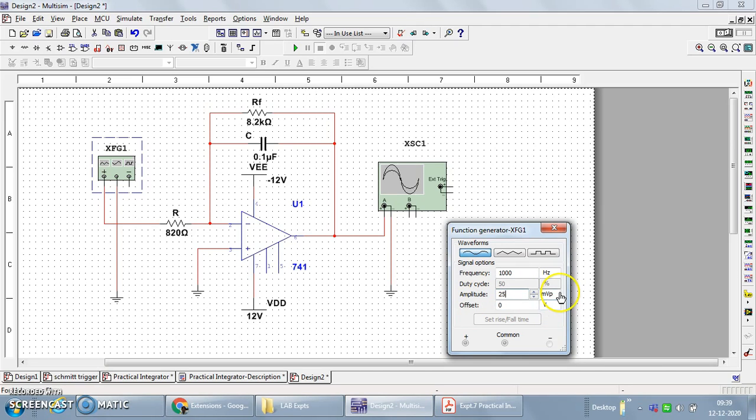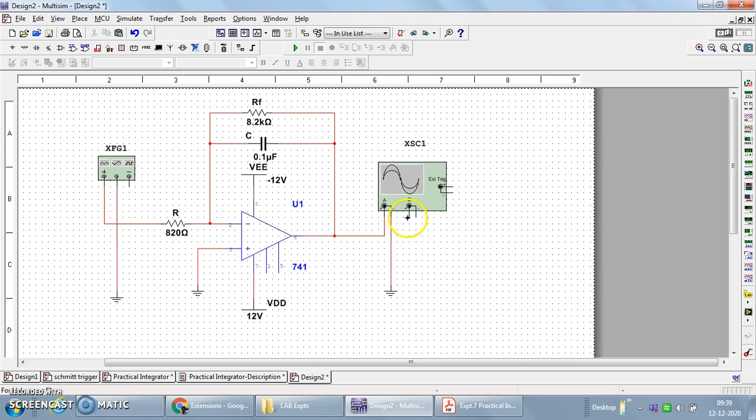Yes, 25 millivolt peak, so it would be 50 millivolts peak to peak value. So this is the details of the function generator. Now let us see if we can observe the waveforms on the CRO. We'll connect with the positive terminal. So the positive terminal is connected here and the negative will be connected to the ground.